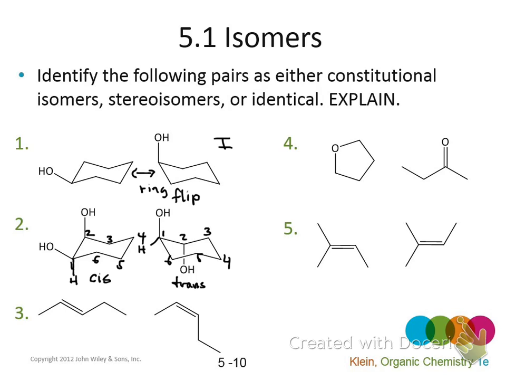Will you be able to say that after you count it and you find out that they're constitutional isomers, since they're not both axial, like one has axial and an equatorial? That doesn't matter. Ring flips change that.